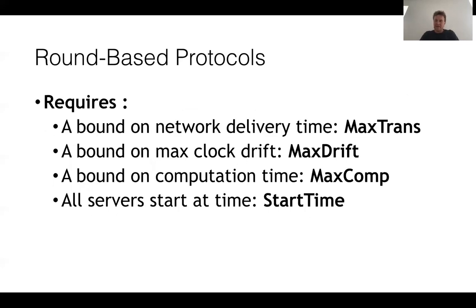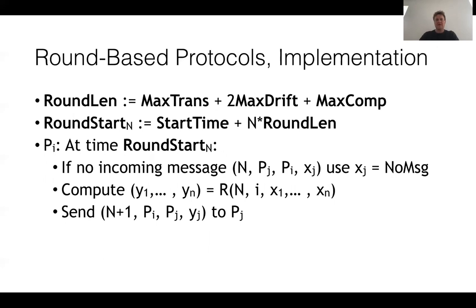So we need max transfer time, max drift time on the clocks, max computation time for each round, and synchronized start time. And then the algorithm is just the following. We can compute a round length, which should be the transfer time, 2 times the max drift time, plus the max computation time. That's how long we will make each round. Then we say that each round starts on the local clocks at the start time plus n times the round length. So round 0 is the first round, and it starts at start time.